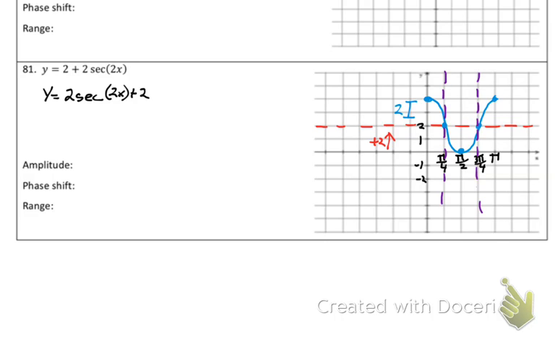All right, other questions from the homework? Yeah. Well, for the same one, how did you find the period? How did I find the period? Yeah, for this exact one? Yeah, 81. Okay, so the period is always 2 pi over b, right?